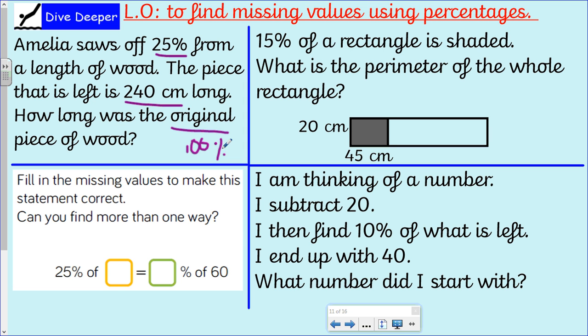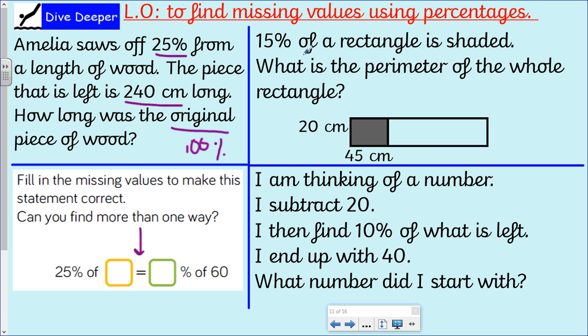Oh, no. I need to read the question. 25% is sawn off. The piece that is left is 240. It's not 25% at all. Read the questions carefully. Fill in the missing values to make this statement correct. It's a nice one. Remember, that equals sign there means that this whole thing needs to be the same amount as this whole thing. That's a lovely question. Think about that one.